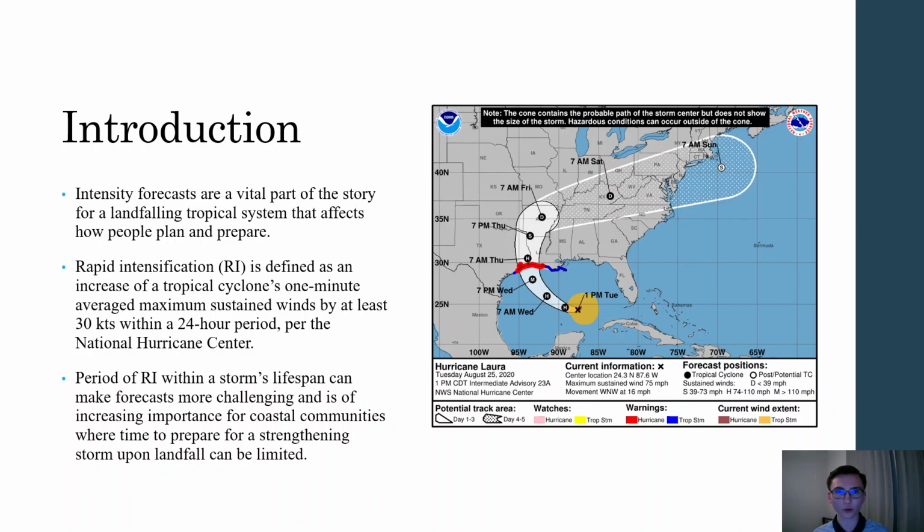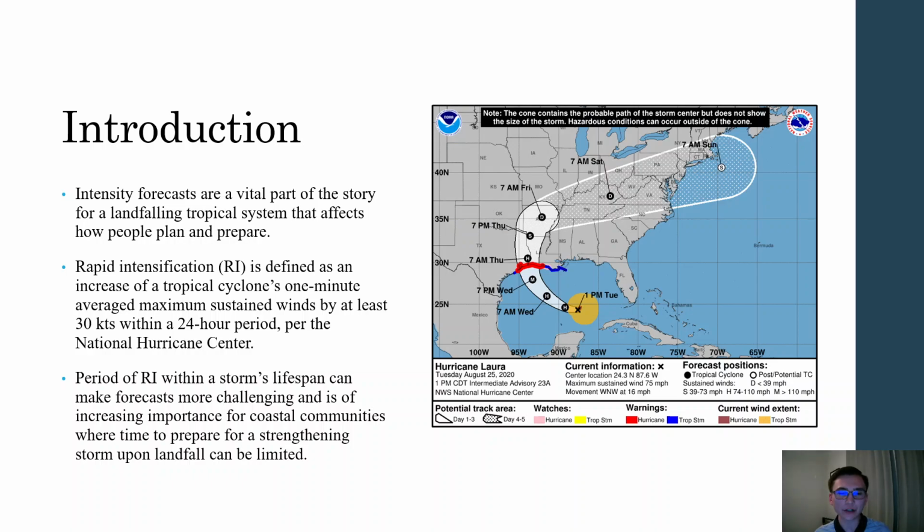Now, intensity forecasts are a vital part, a big part of the story for any landfalling tropical system that affects land and communities. Rapid intensification in and of itself is defined as an increase of a tropical cyclone's 1-minute average maximum sustained winds by at least 30 knots within a 24-hour period. That is the National Hurricane Center's definition.